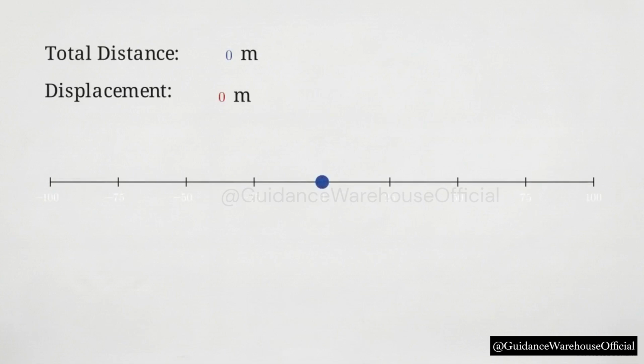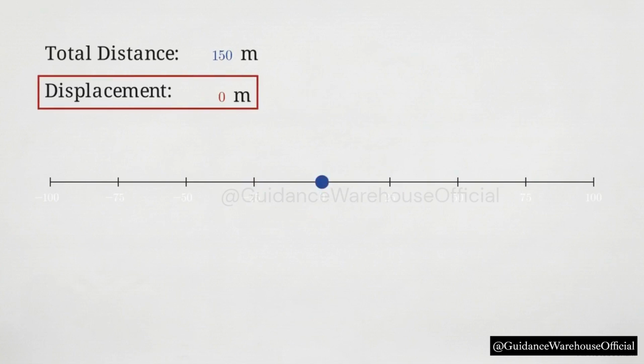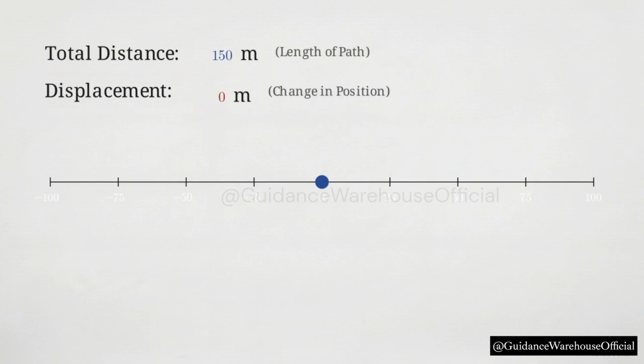Look at this diagram. As the professor moves, the total distance counter tracks every step taken, climbing to 150 meters. But notice the displacement arrow below it. Because the professor ended where they began, that arrow stays at 0. One measures the length of the path, the other measures the change in position.